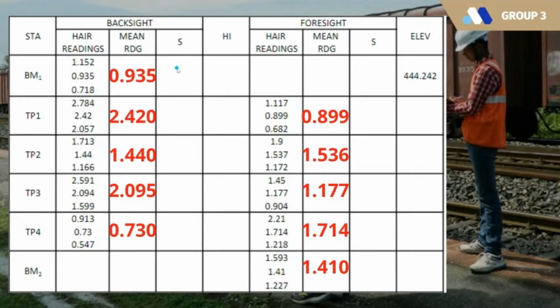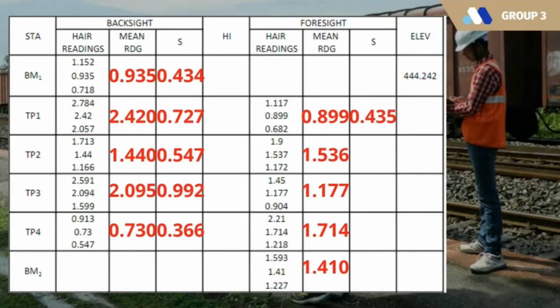So for BM1, the stadia is 0.434, followed by 0.727, 0.547, 0.992, 0.366, and for the far side, we have 0.435, 0.728, 0.546, 0.992, and 0.366.